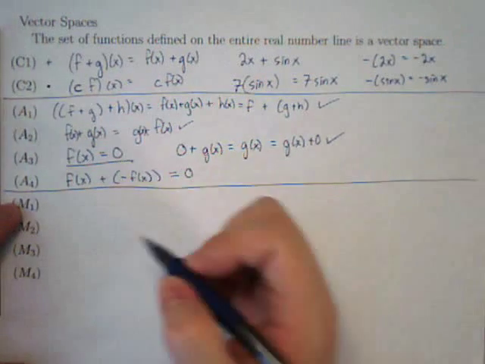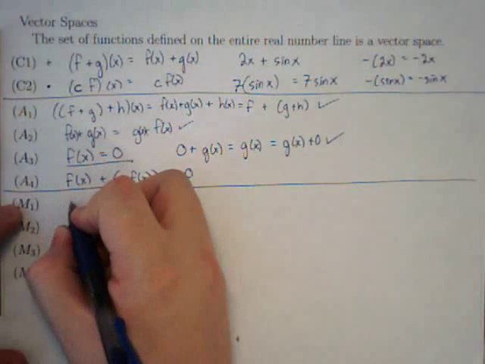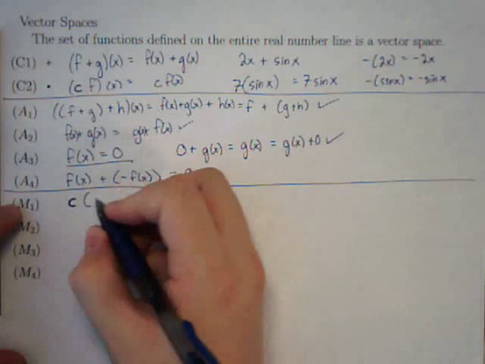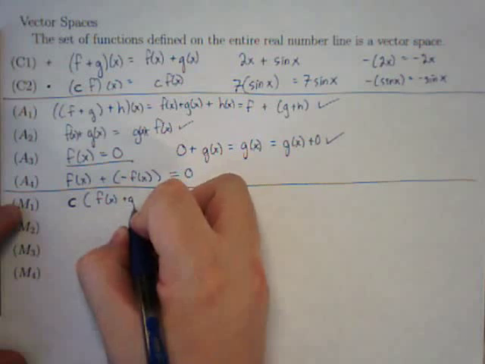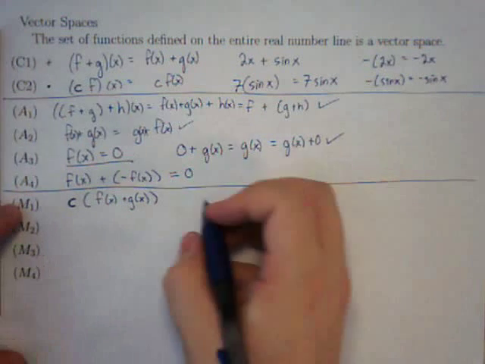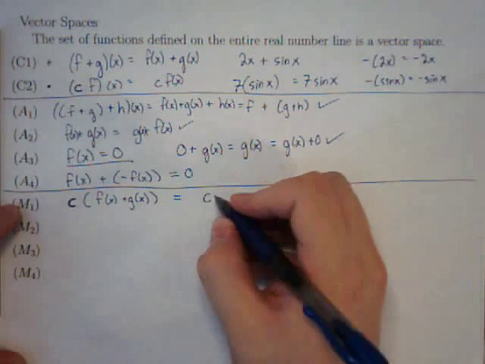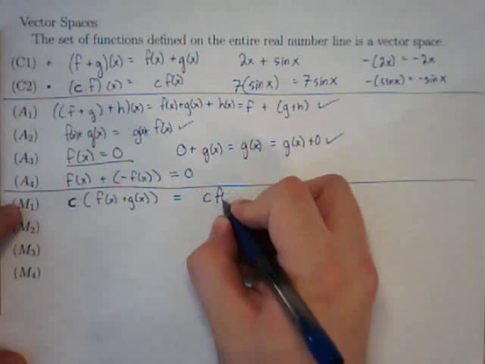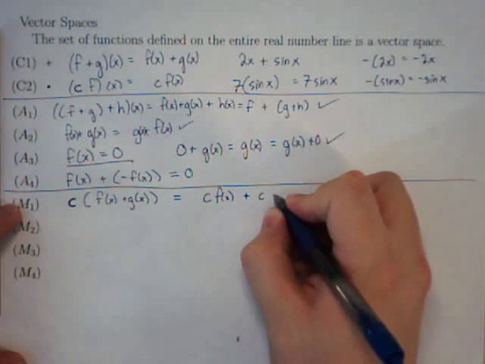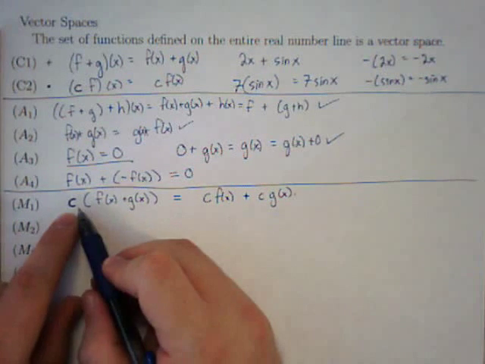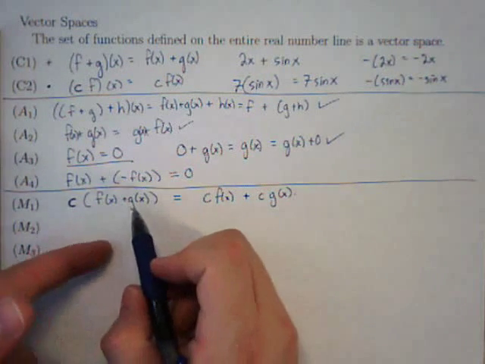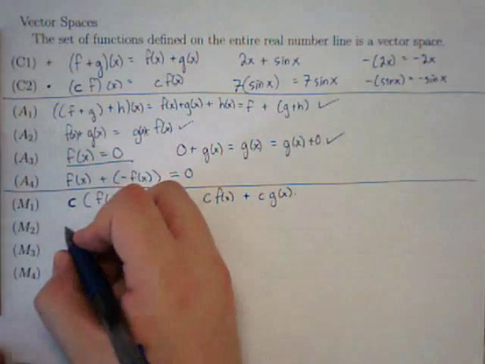We now move to scalar multiplication. The first axiom says that if I take a real number and I multiply it by the sum of 2 functions, it should be the same thing as the constant times the first function plus the constant times the second function. These are just 2 real numbers. That's a real number, which means this is just distribution of real numbers.